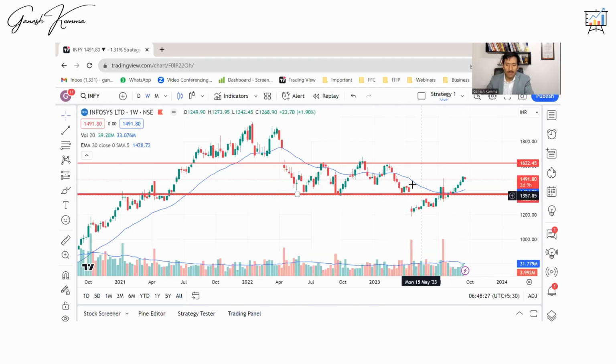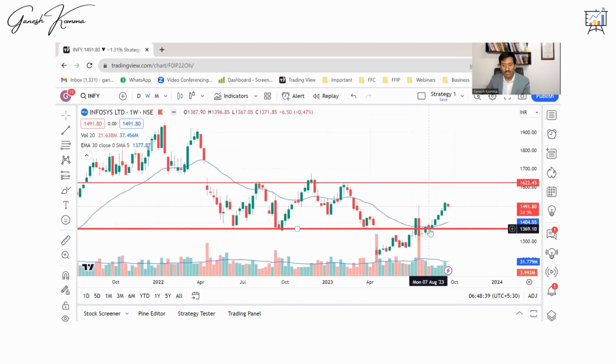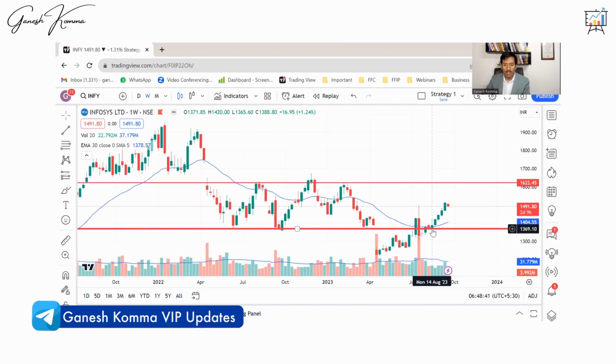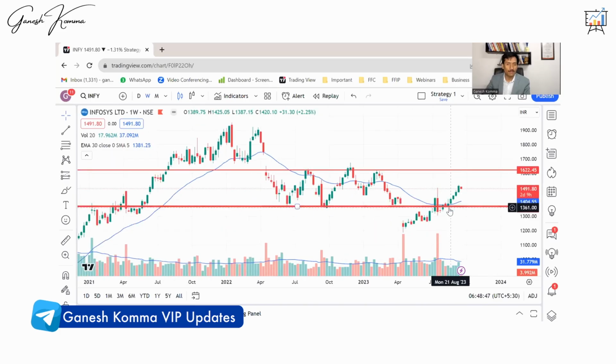And during this entire period, it has given a weak signal. Whenever the stock or the candle is trading below the EMA 30, it is something not so strong. But yes, on 14th August or even 21st of August, it has given another uptrend which is above EMA 30.